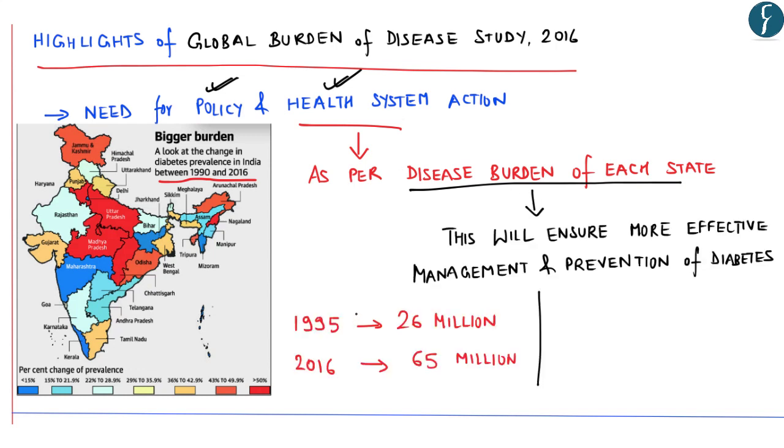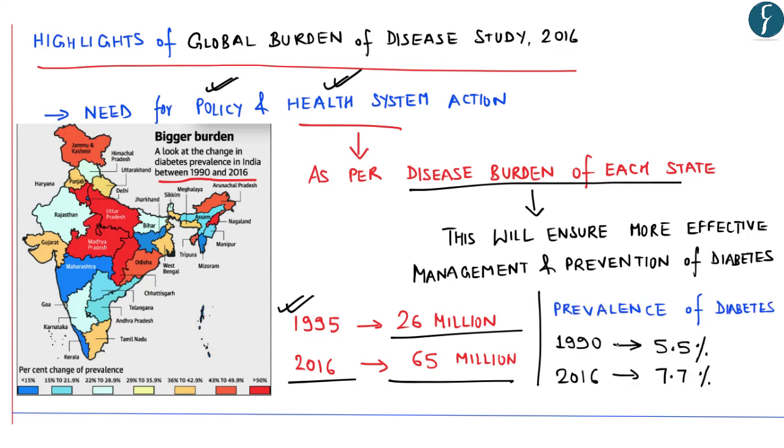In this aspect, it's interesting to note that in the year 1995, there were 26 million diabetes patients in India, whereas in the year 2016, this 26 million has increased to 65 million. Now with respect to prevalence of diabetes in India, in 1990, 5.5% of the population were suffering from diabetes, whereas this has increased to 7.7% in 2016.